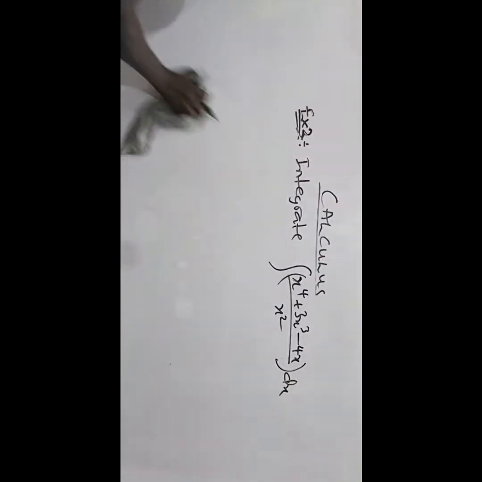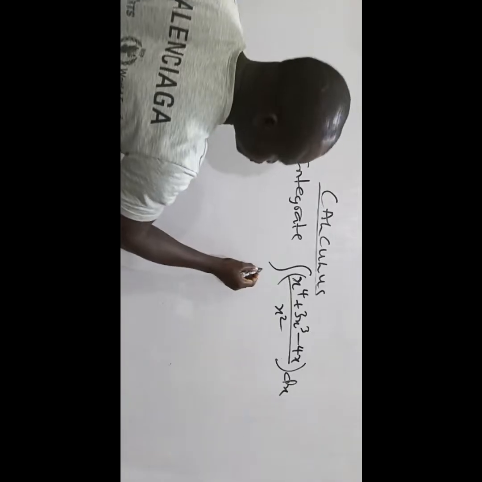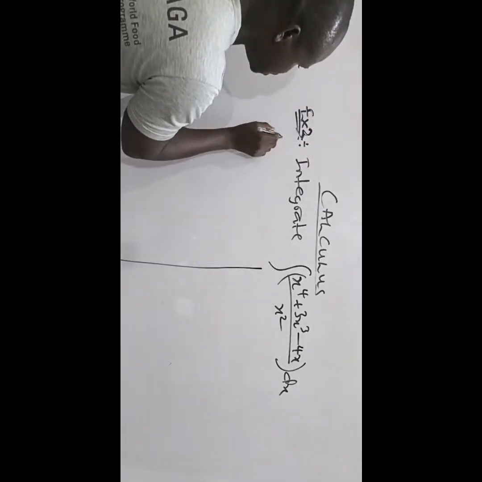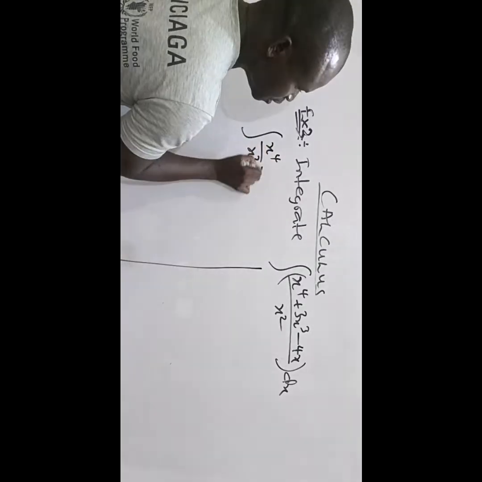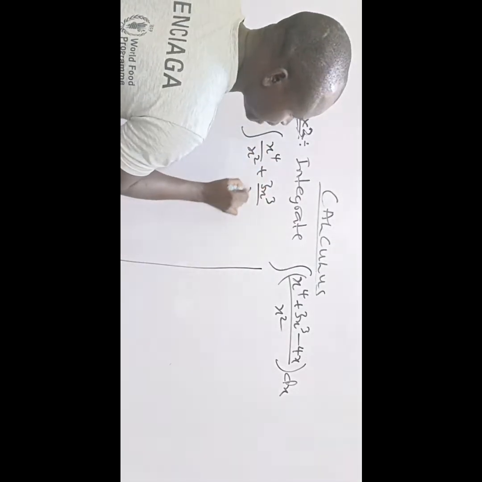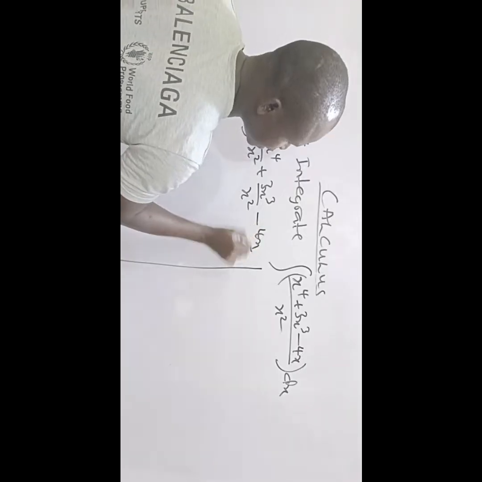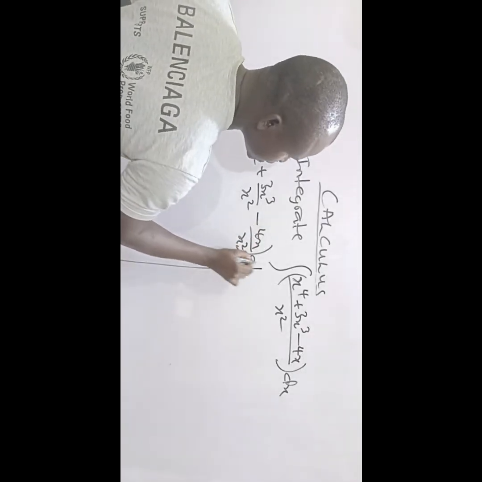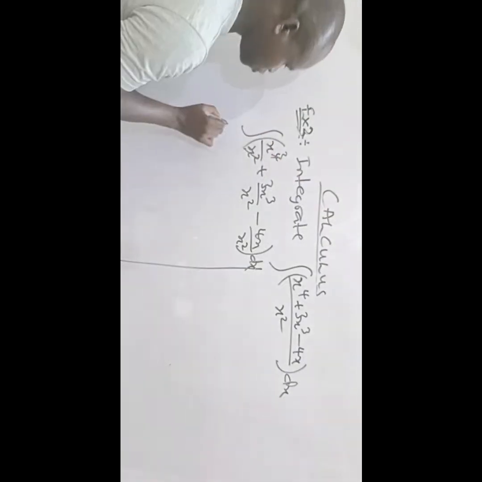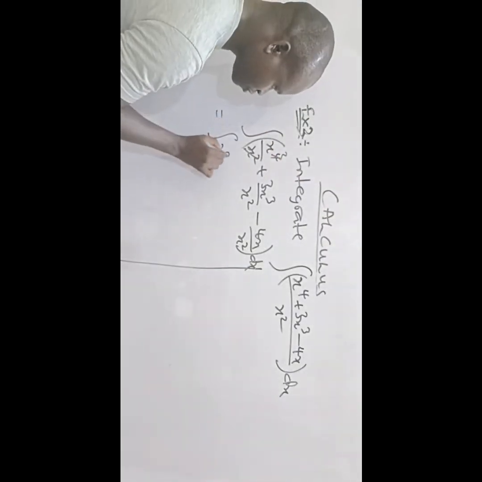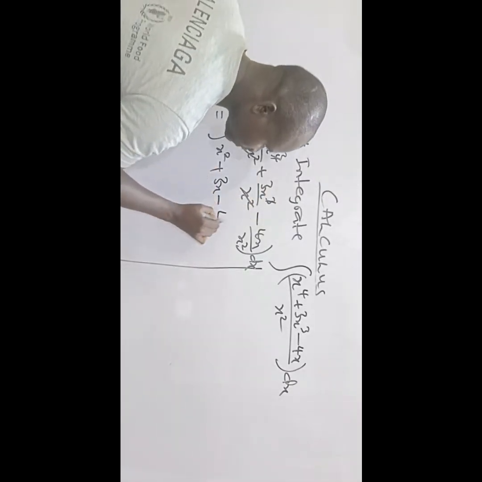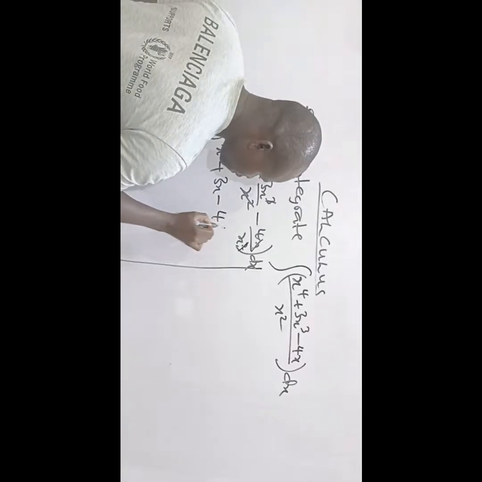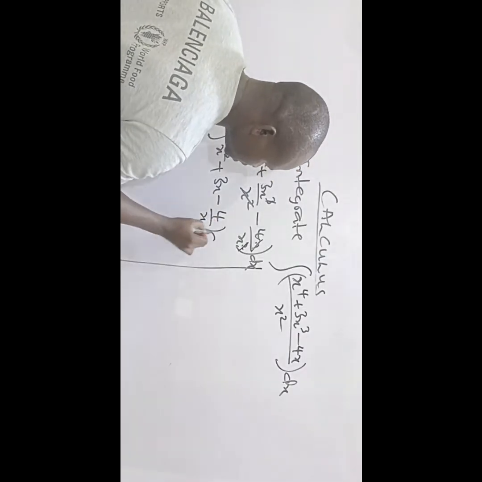Of course, it depends on the approach I want to use. I might decide to divide through by this x squared. That is, x to the power 4 divided by x squared, plus 3x cubed divided by x squared, minus 4x divided by x squared, everything dx. So this reduces to the integral of x squared plus 3x minus 4 all over x dx.